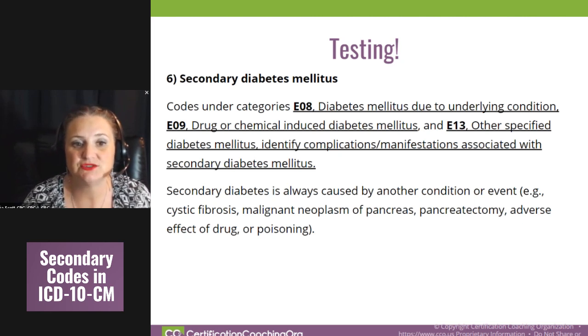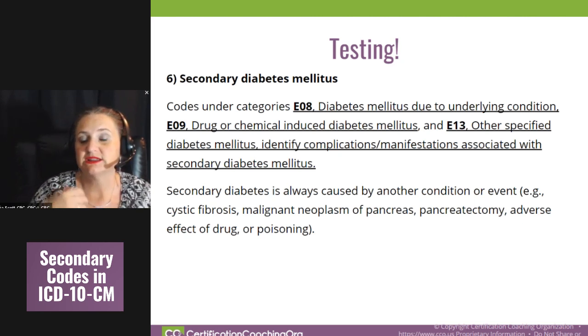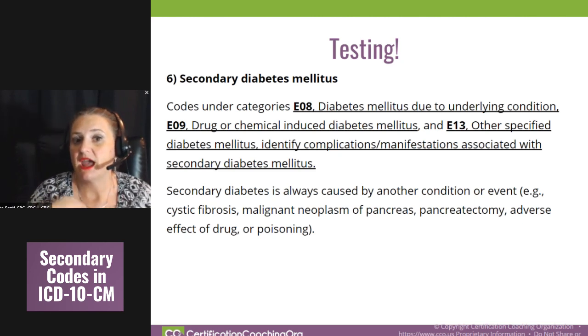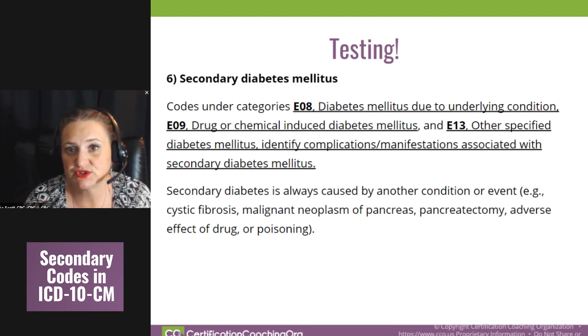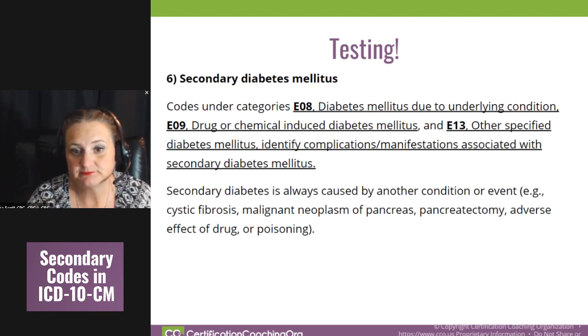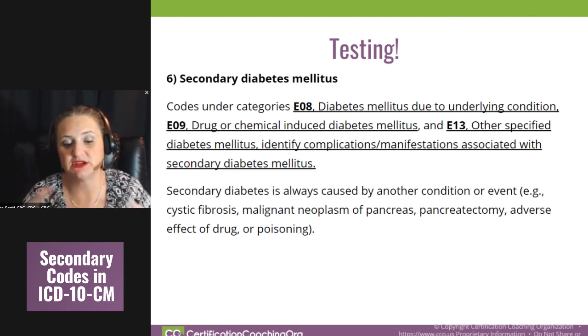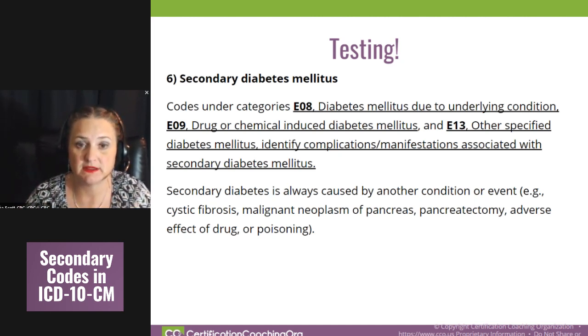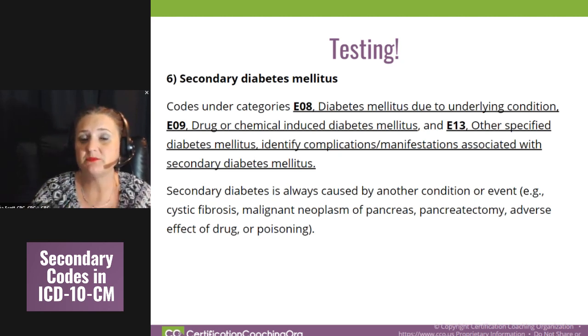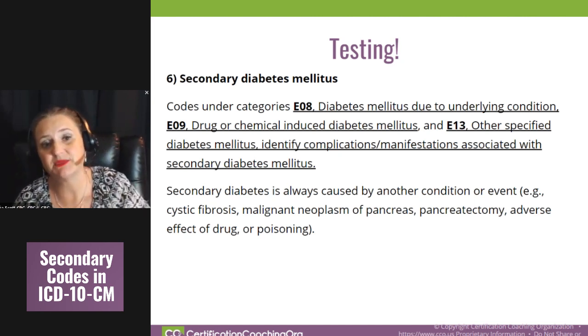And then we have E09, drug or chemical induced diabetes mellitus. So let's say the patient has an overdose on Tylenol, which is extremely hard on the liver. It tears up the liver, and it also starts affecting the pancreas, and therefore it trips them into diabetes because the pancreas and the liver can't keep up. And so they're a secondary diabetic. They would not be a diabetic unless something happened to the pancreas.